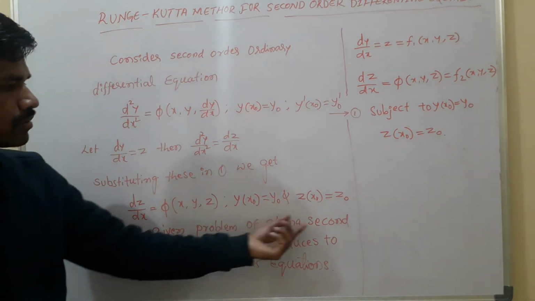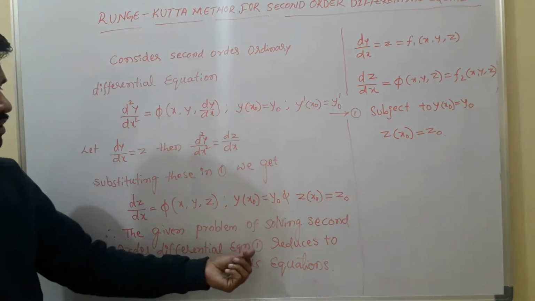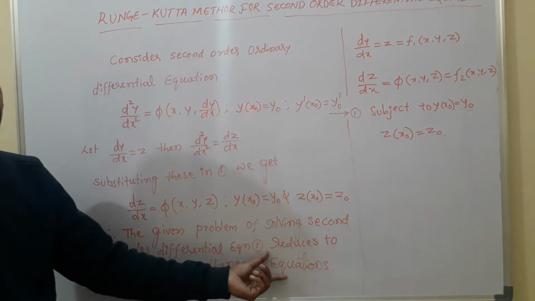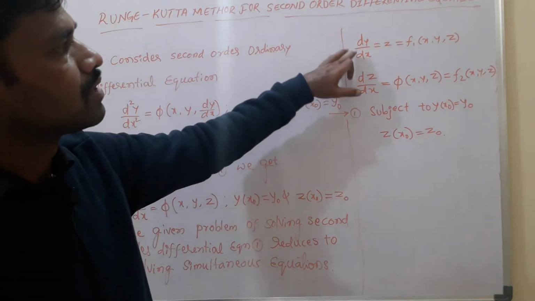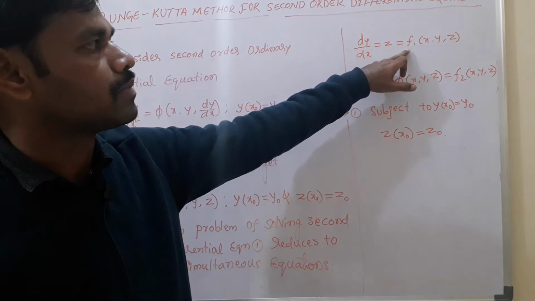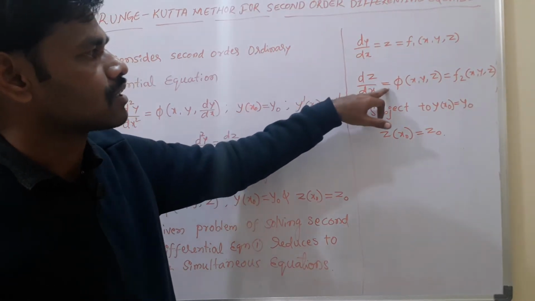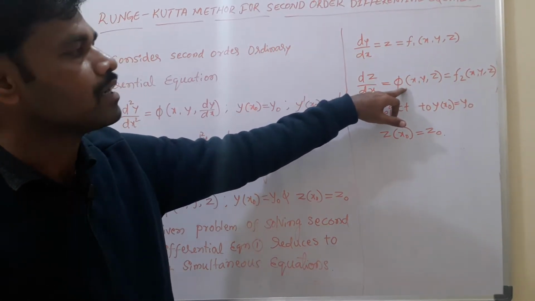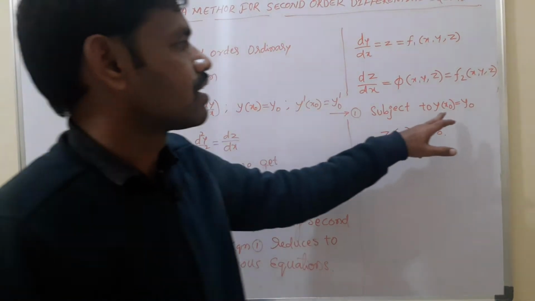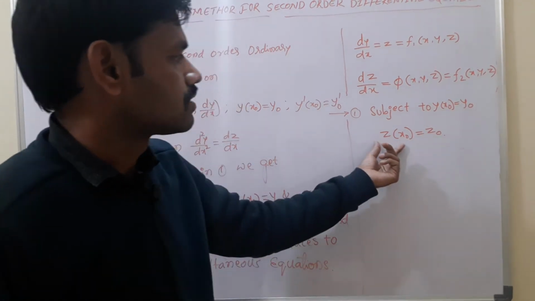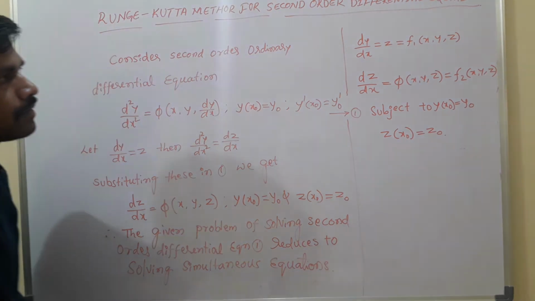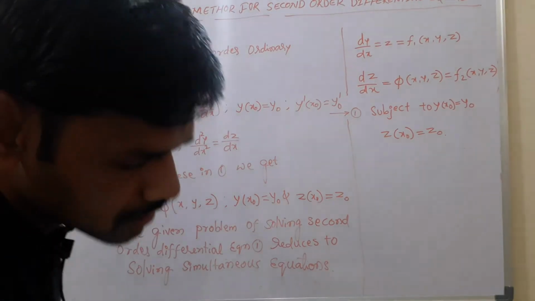The given problem of solving second order differential equation number 1 reduces to the solving of simultaneous equations. So that is dy by dx equal to z, it is equal to f1 x comma y comma z, and dz by dx equal to phi of x comma y comma z, that is f2 x comma y comma z, subject to y of x naught equal to y naught and z of x naught equal to z naught. So next, examples.